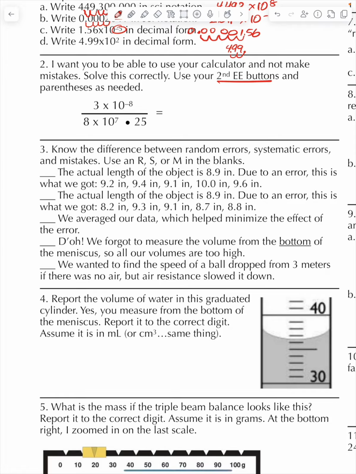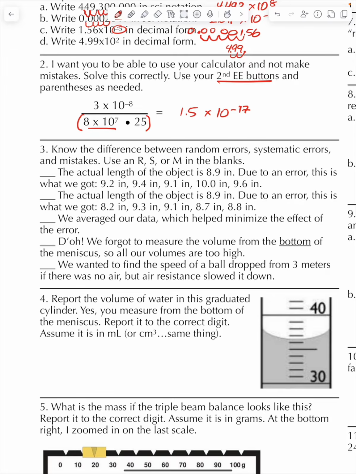You put in your 3 second EE -8, then you say divide by, and then on your calculator, open a parentheses. And then type in that number, which I prefer you to write as 8 second EE 7, and then multiply it by 25, and then close your parentheses on your calculator. So do that on your calculator, and you won't get weird answers. And when you do that, if you did it right, you end up with 1.5 times 10 to the negative 17th.